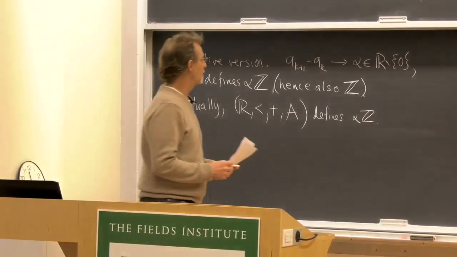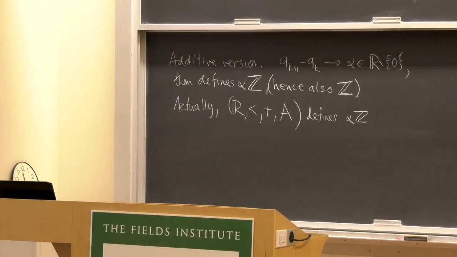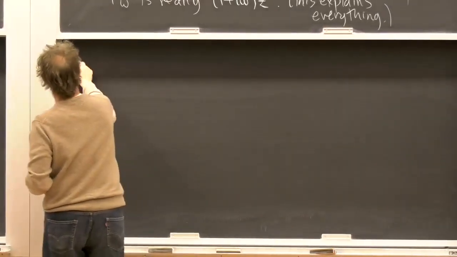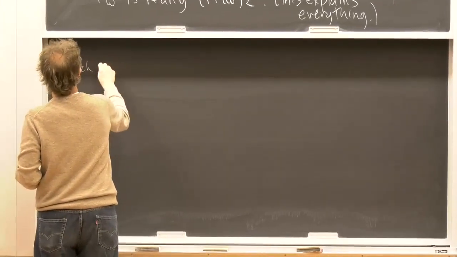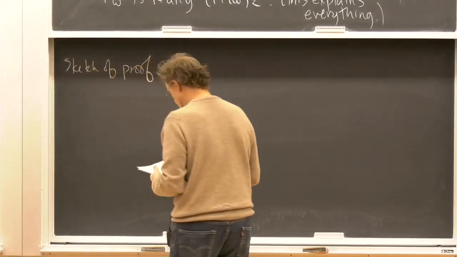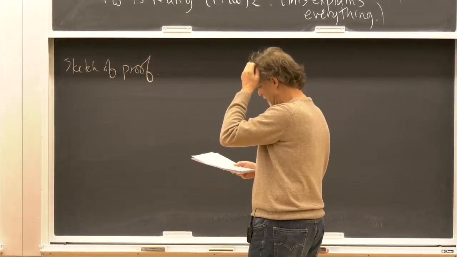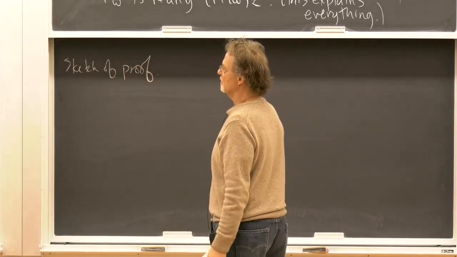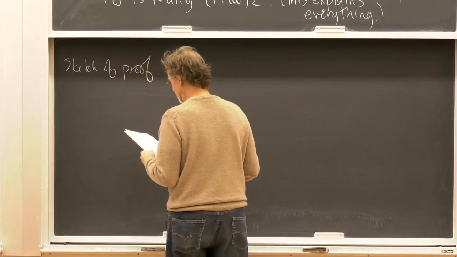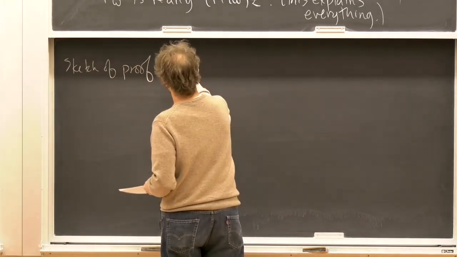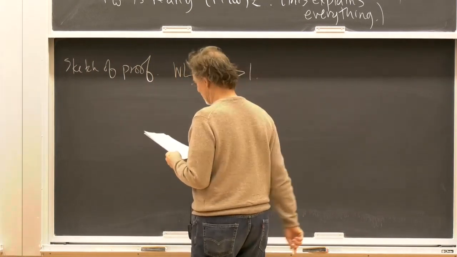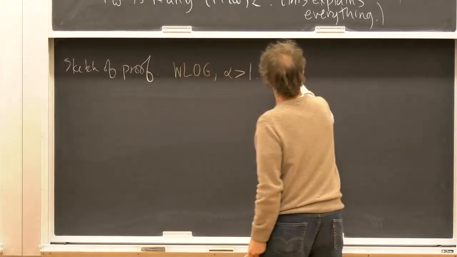Okay, so what's the proof of this thing? I'll just sketch it. It's really very easy once you think about it. So, sketch of proof. People who aren't used to definability might find the details difficult, but I think it's pretty obvious how this is going to work. So first of all, without loss of generality, let's say alpha is bigger than 1. This is purely for convenience.